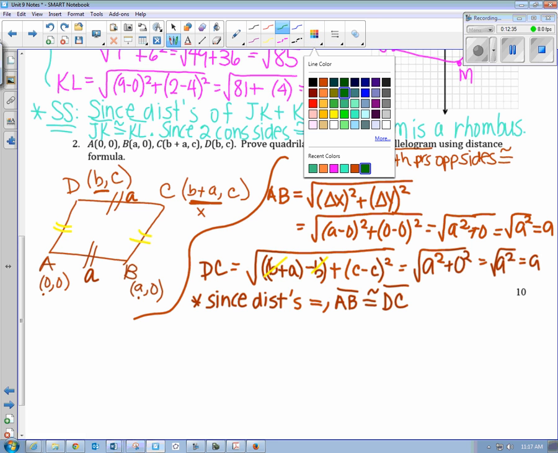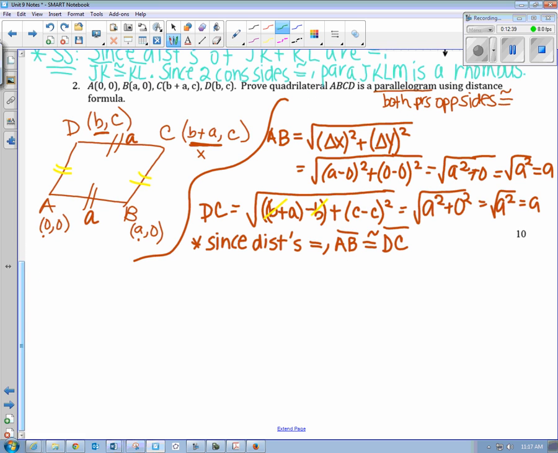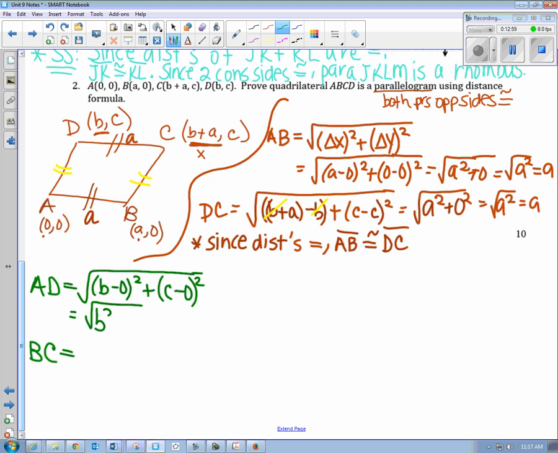So I go back now and I'm going to calculate the length of the other two sides. So I'm going to calculate the length of AD and I'm going to calculate the length of BC. So when I do AD, I subtract the x's, b minus 0 squared, plus subtract the y's, c minus 0 squared, which gives me the square root of b squared plus c squared.